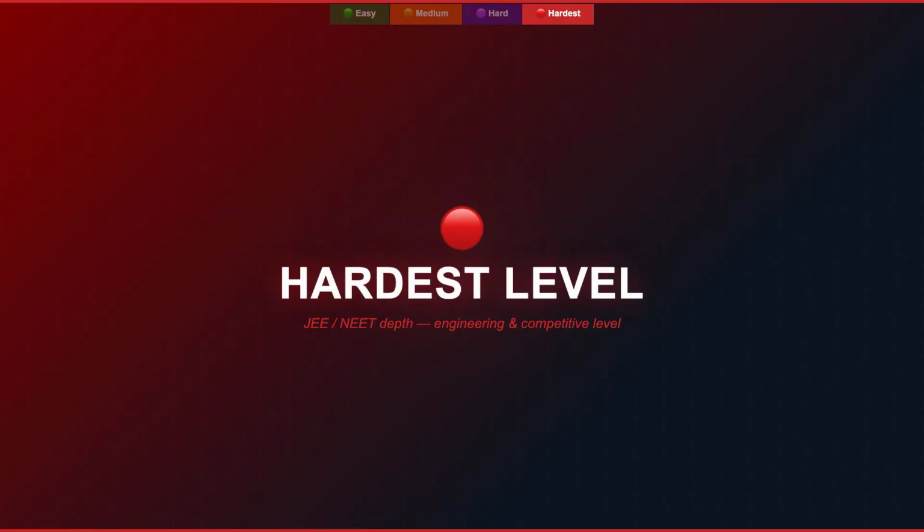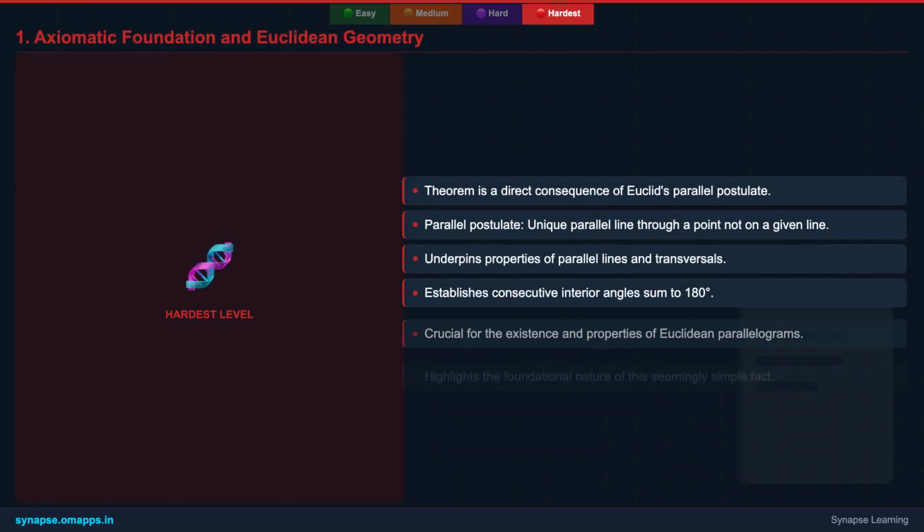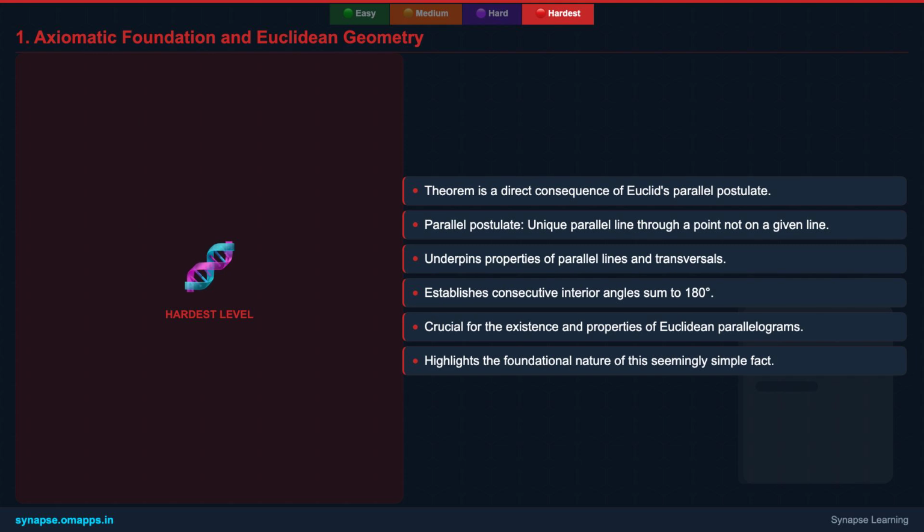Are you ready to truly master this topic? Let's explore its origins, advanced applications, and connections to competitive math. The theorem about opposite angles in a parallelogram is a cornerstone of Euclidean geometry, directly stemming from Euclid's parallel postulate.